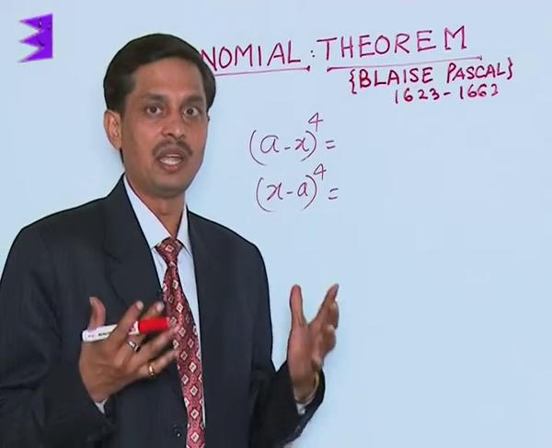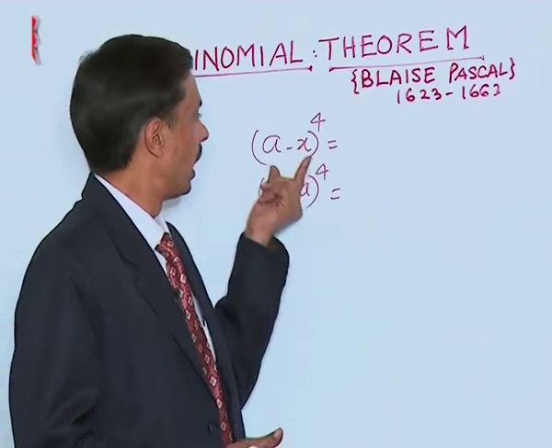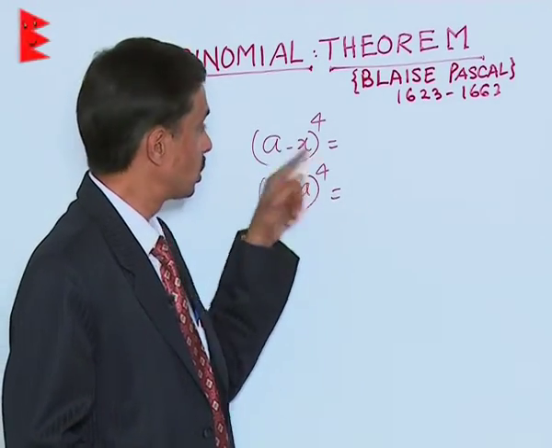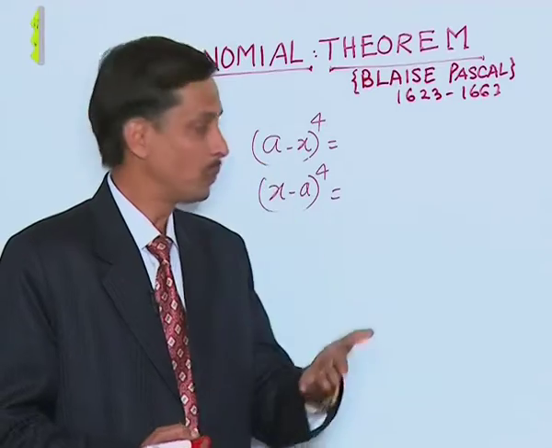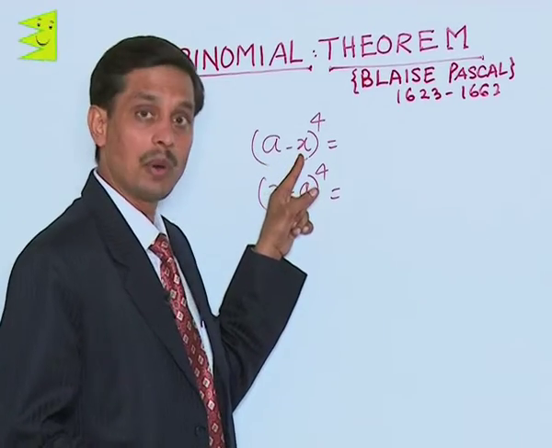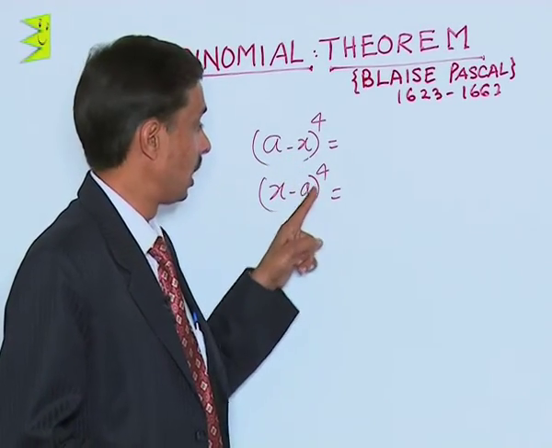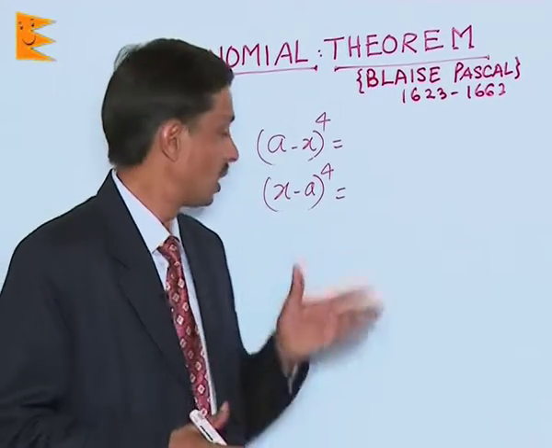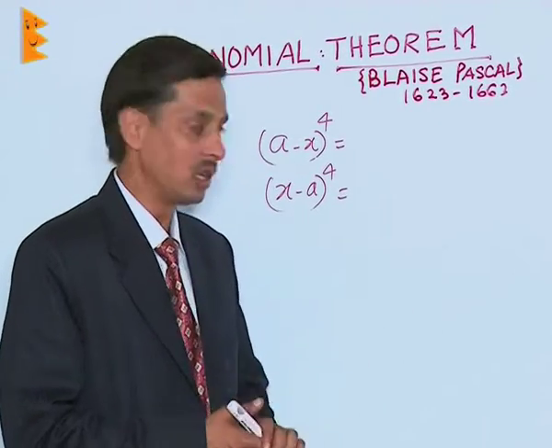I am expanding both. We have to take care that as x is negative, so this should be in which position? Increasing power of x. Here a is negative, so its expansion should be of type what? Where a's power are increasing.